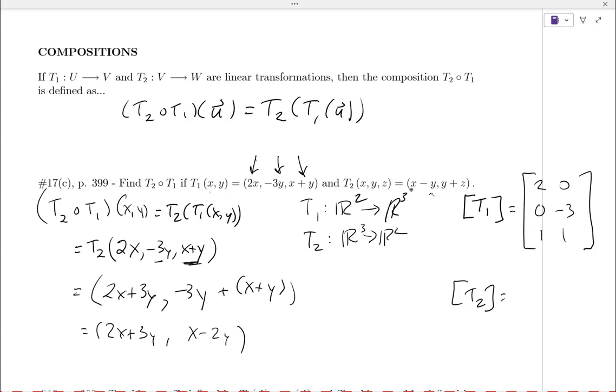For T2, what size matrix will the matrix for T2 be? 2 by 3. What will the rows there be? Yep. And then 1, 1, right? We will need an x, y, z in that case. What do we end up with when we multiply those two matrices together?